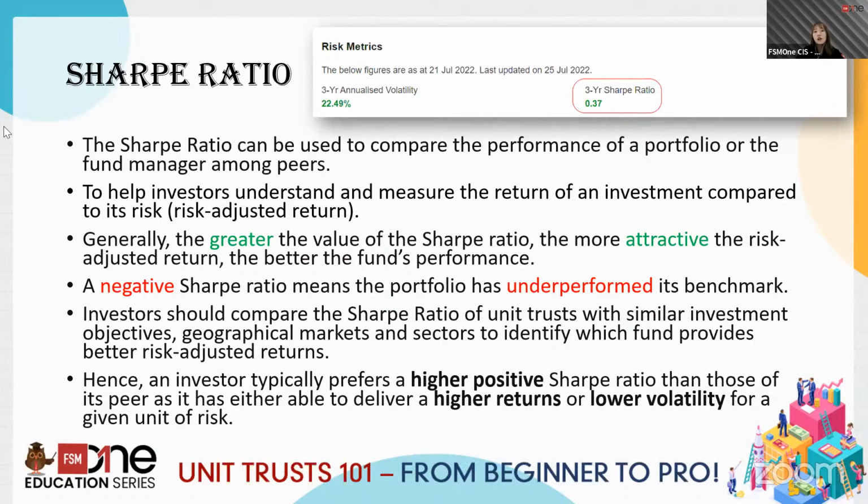And if let's say you see a negative Sharpe ratio, this means that the portfolio has underperformed its benchmark. So investors should compare the Sharpe ratio of the unit trust with a similar investment objective, in a similar geographical market and sector, to identify which fund will provide a better risk-adjusted return. So in summary, investors should focus on a higher Sharpe ratio and a lower volatility.